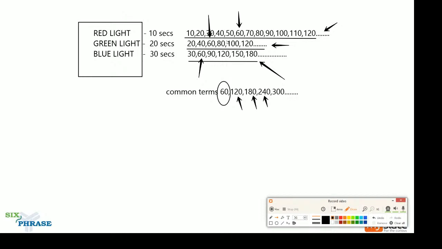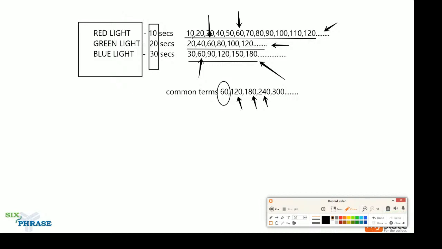Here it is 60. Here it is 60. Here it is 60. So the first common term is 60. Or I should say 60 is the first number which is divisible by all these numbers, correct? 10, 20 and 30 divide 60. 60 is the first number divisible by all these numbers. So that is also one way of saying the LCM. You can call the LCM the first number which is divisible by all these three numbers.